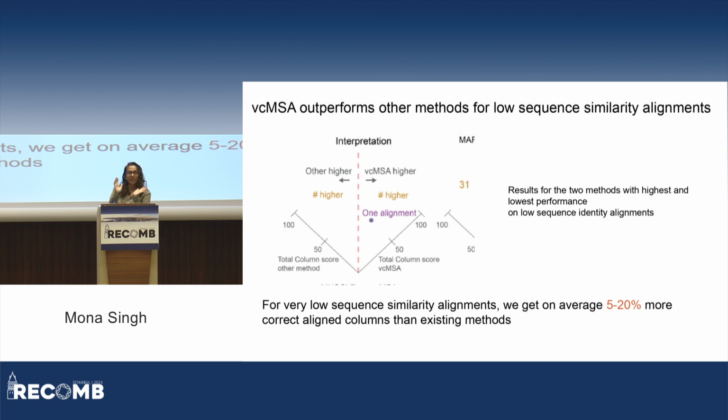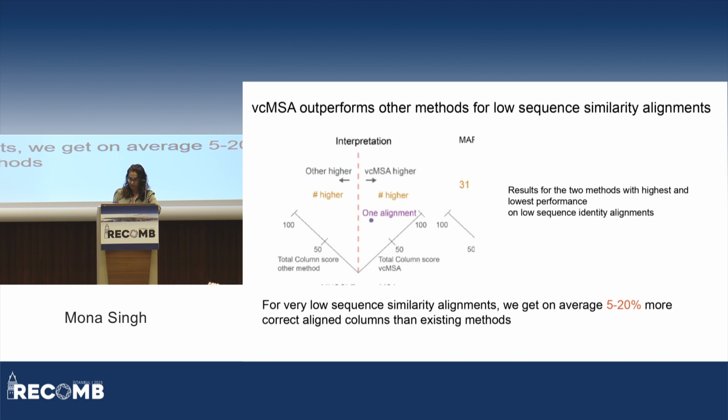And what this figure showed, I thought it was an important figure, is it showed the comparison when you split things up by sequence identity and looking at the lowest sequence identity where you have less than 20% sequence identity. You can see that our approach really outperforms the other approaches. And this amount of performance improvement decreases as you get to things that are more similar to each other. I'm not sure why it's showing up like this on this screen. So overall, for very low sequence similarity alignments, we get on average 50 to 20% more correct aligned columns than existing methods.